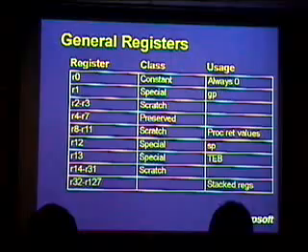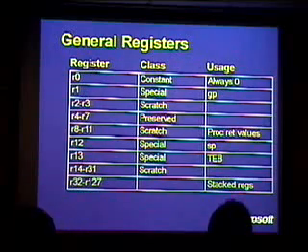I like this table a little better about sort of defining what some of the registers are. Register 0 is always 0. Register 1 is a special register, and the disassembler calls it GP. We'll talk about what that means. R2 and R3 are scratch registers.